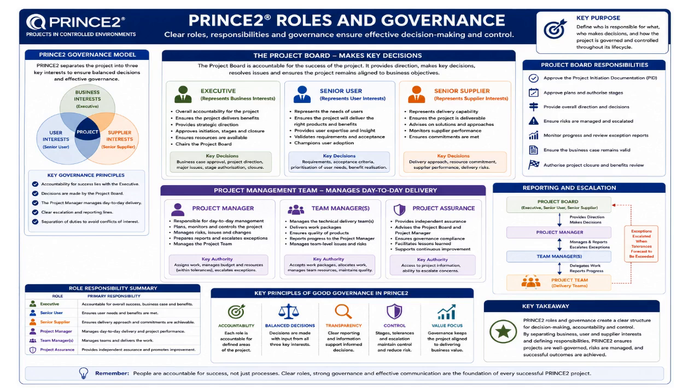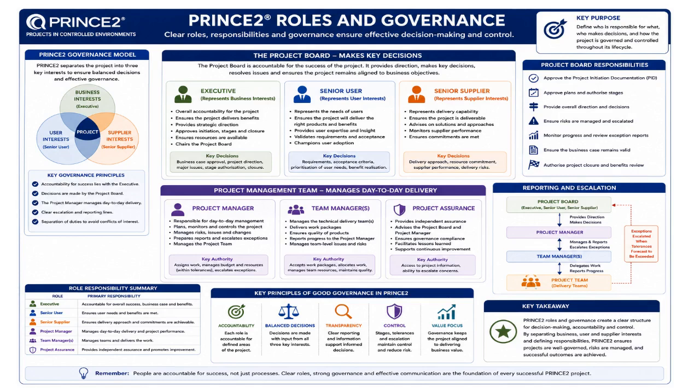The project board is accountable for the overall success of the project. It provides strategic direction, approves major decisions, resolves escalated issues, and ensures the project remains aligned with business objectives. Let us now look at each project board role individually. The first role is the executive.